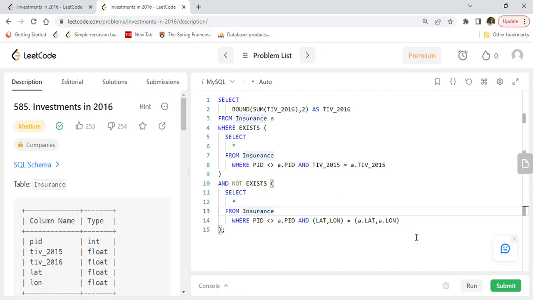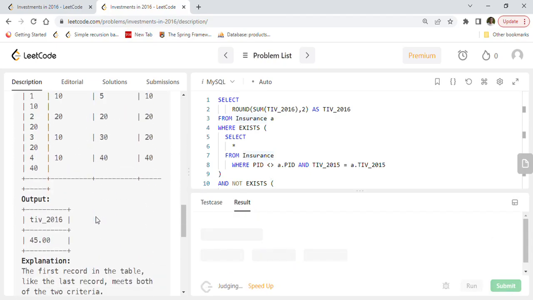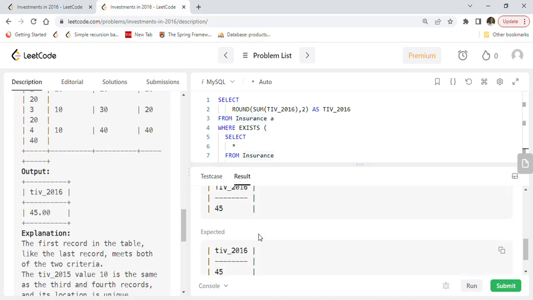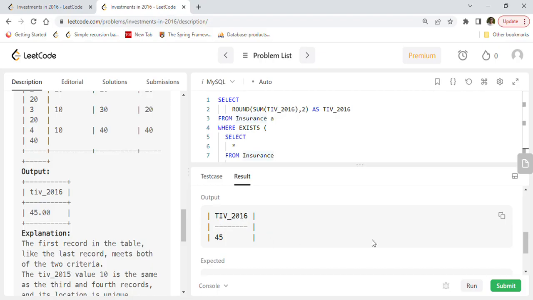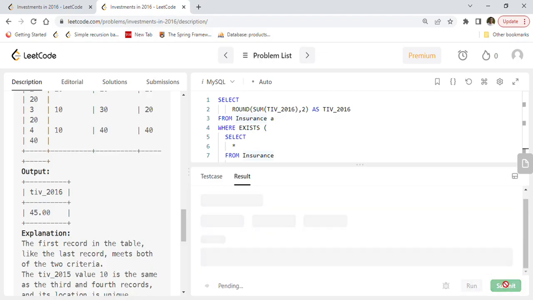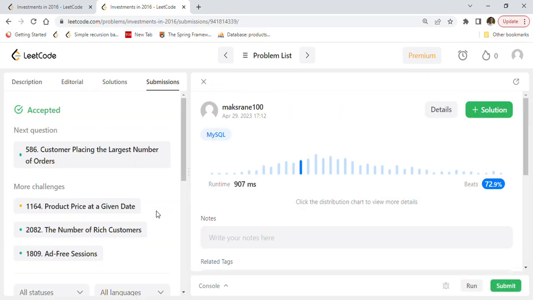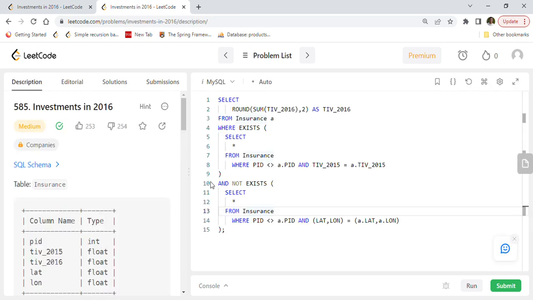So let's run this query now and make sure it gives us the correct answer. We are expecting 45.00. We are getting 45, which is the correct answer here, as you can see in the output. So we'll submit this code now to Leetcode, to make sure this query gets accepted. As you can see, the query is successfully accepted by Leetcode. It is almost 73% faster on the performance side. This is how you can write this SQL query solution for Leetcode 585 Investments in 2016. I hope you understood this problem and this SQL query solution clearly and completely.